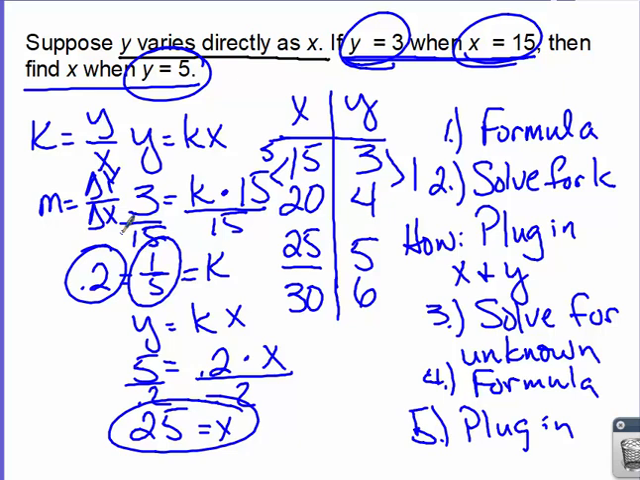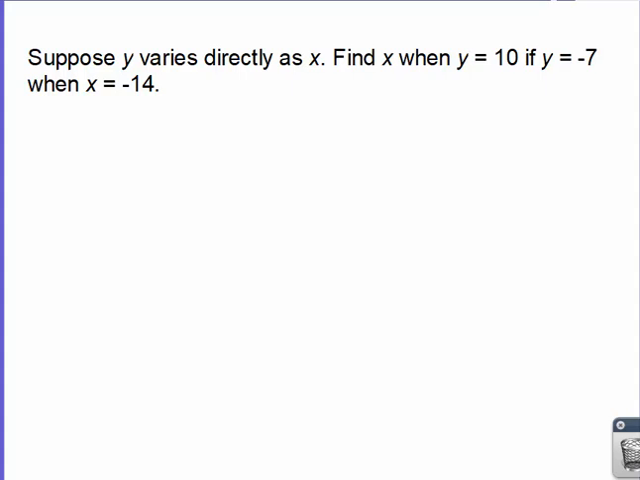So let's see if we can work a second question. Okay, this time we won't write all the steps down. We'll just reference the steps. So step number 1 is you write your formula down. So y is equal to kx. So the problem says, suppose y varies directly as x. Find x when y is equal to 10, if y is equal to -7 when x is equal to -14. So we look for the two that we know.